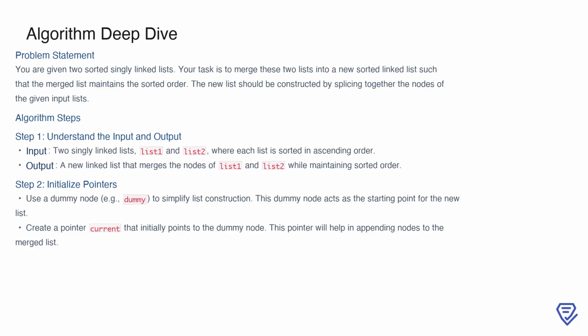To simplify the merging process, we use a dummy node, which acts as a placeholder at the start of our new list. This dummy node helps eliminate edge cases, such as when one or both input lists are empty. We also use a pointer called current, which initially points to the dummy node. This pointer allows us to track the position where the next node should be appended in the merged list.